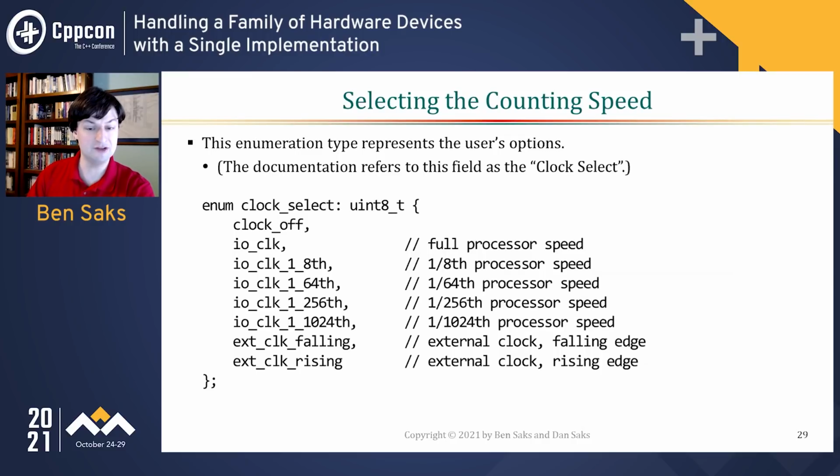So here we have an enumeration type that represents that list of options. I'm calling it the clock select because that's how the documentation refers to it. And generally speaking, when I'm dealing with hardware documentation, it's hard enough to understand in some cases anyway. Using the names from the documentation seems like the best way to minimize any confusion. So other than the clock being just completely off, we have our 5 different speed settings that are based on the processor speed and 2 different options for an external clock, falling and rising edge.